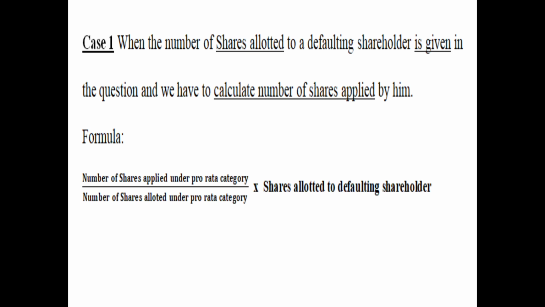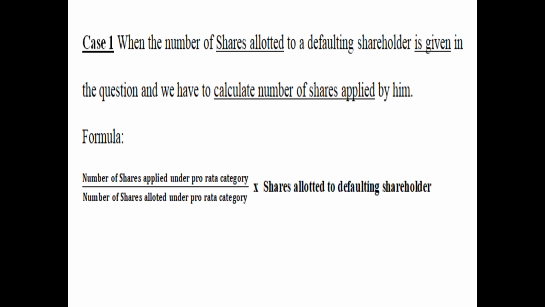So there can be two cases. Case number 1, when the number of shares allotted to a defaulting shareholder is given in the question and we have to calculate number of shares applied by him. So if any defaulting shareholder's share allotted is given, we need to calculate how much he has already applied so as to calculate how much amount of him we are already having, and this basically applies in case of oversubscription only.